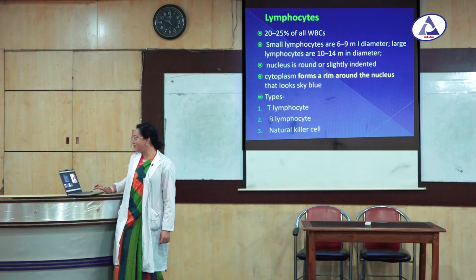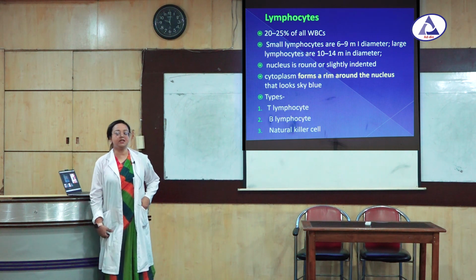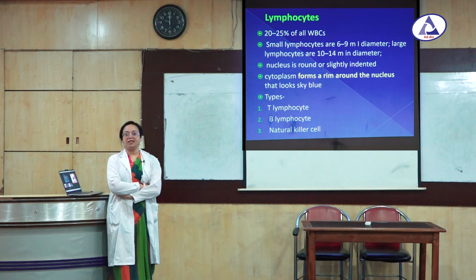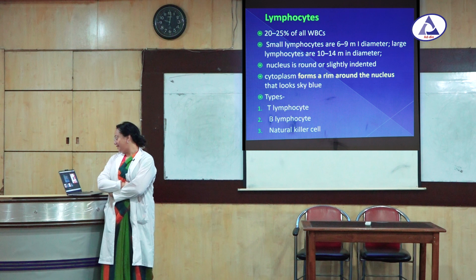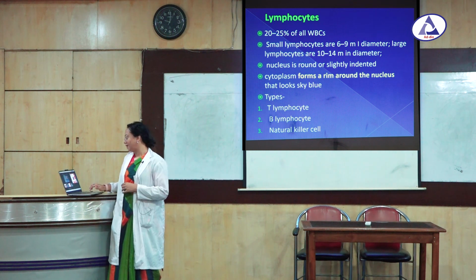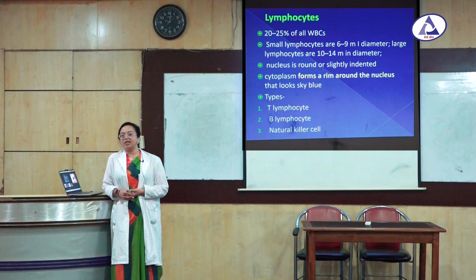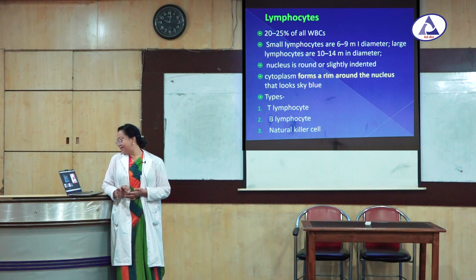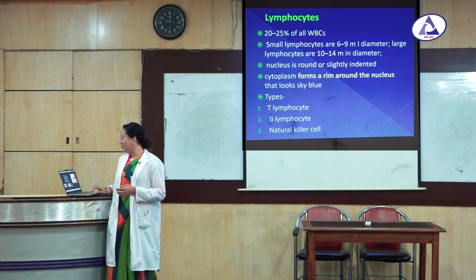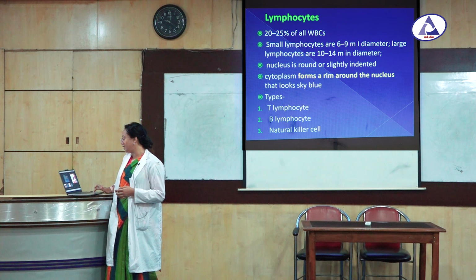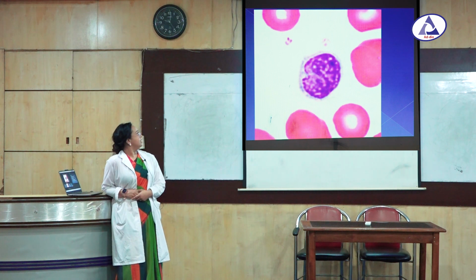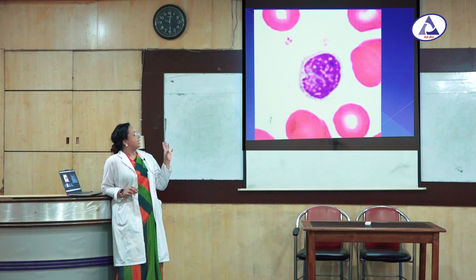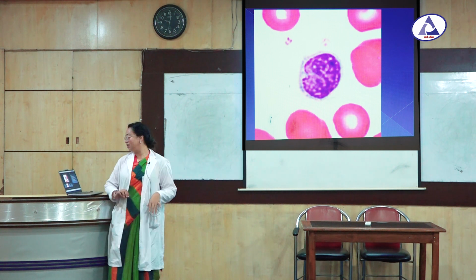Then lymphocyte. Lymphocytes are agranular WBCs, so their cytoplasm doesn't contain granules, and these are 20 to 25% of the WBC. Lymphocytes are of 3 types: T lymphocyte, B lymphocyte and natural killer cell. Their nucleus is round and slightly indented, and cytoplasm forms a rim around the nucleus. See, these are the lymphocytes. The cell wholly contains the nucleus and there is a thin rim of cytoplasm around it.